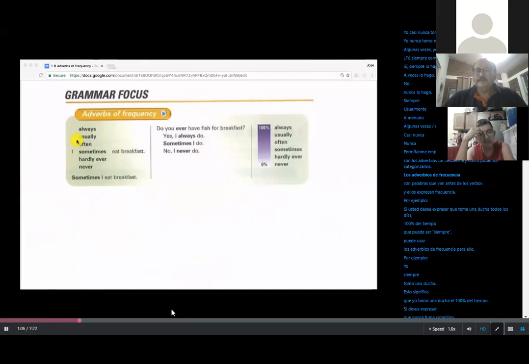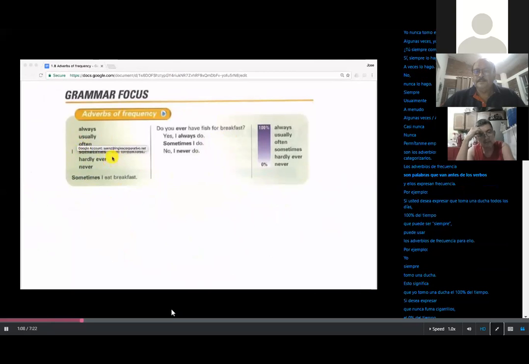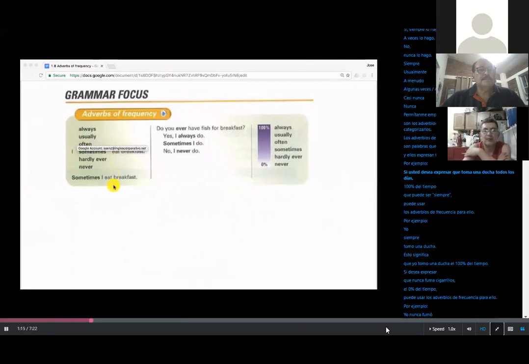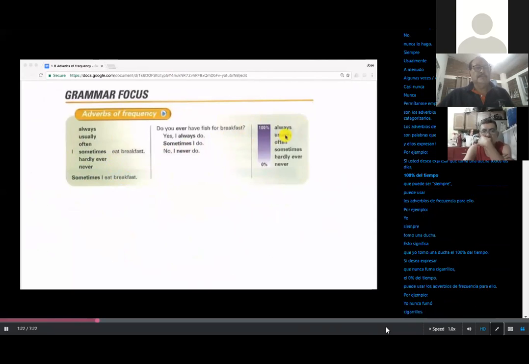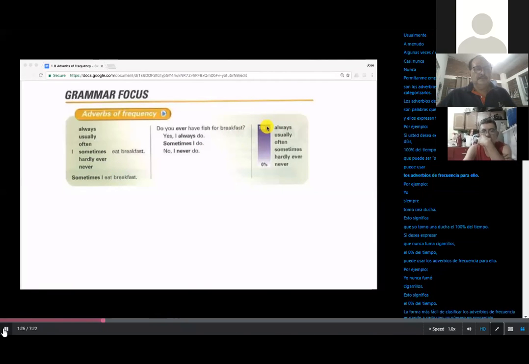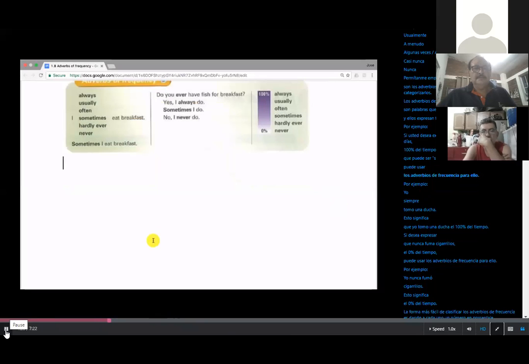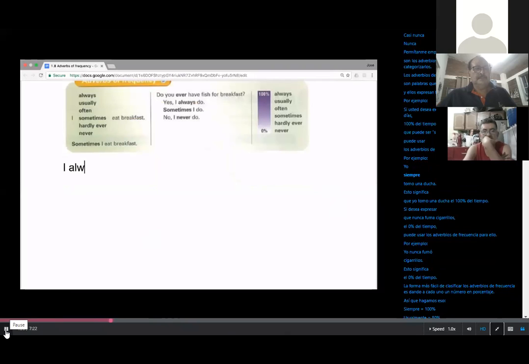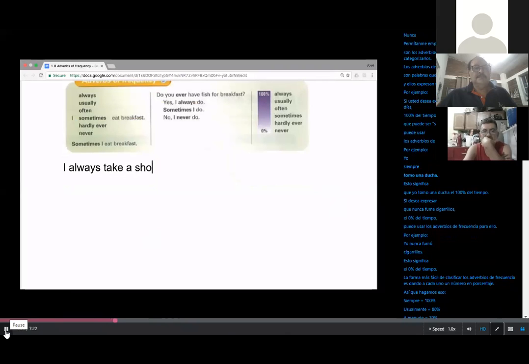Adverbs of frequency are words that come before the verbs, and they express frequency. For example, if you would like to express that you take a shower every day, 100% of the time, that will be always. You can use adverbs of frequency for that. For example, I always take a shower.